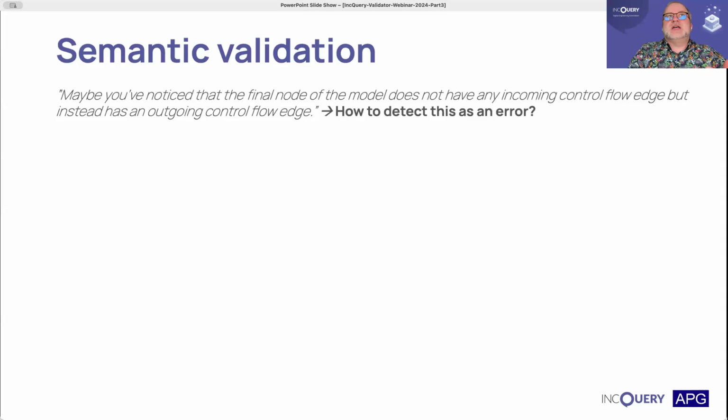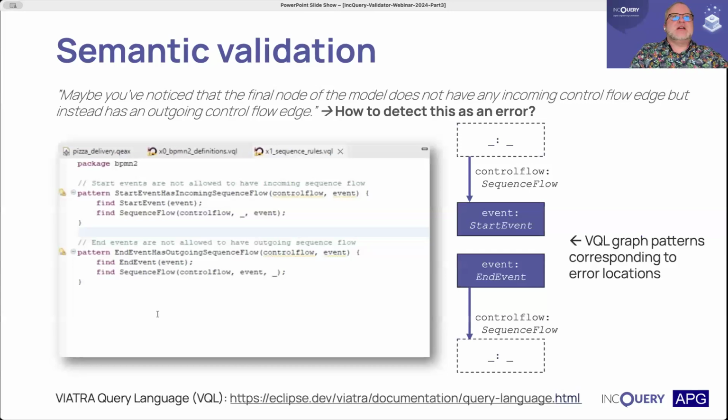Question is how to detect this as an error. Now, the original article goes on to explain how to write validation rules in OCL in an Eclipse-based environment outside of Enterprise Architect, and also do the validation itself outside of Enterprise Architect. With the IncQuery Validator, you don't need to do that at all. So the IncQuery Validator can do this inside Enterprise Architect. And how we do that is we create custom rules for the BPMN domain.